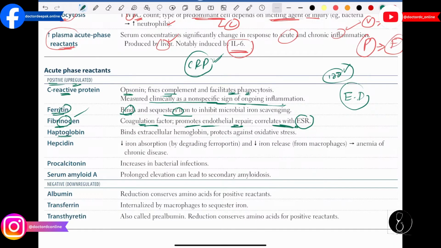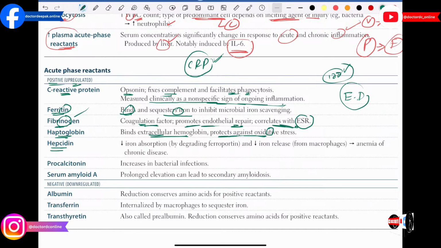Then after that, we have the haptoglobin. During the inflammation, when the haptoglobin is produced, it binds extracellular hemoglobin and protects against oxidative stress. So again, if your body is trying to protect against the oxidative stress, it means your body is trying to prevent you from inflammation, because oxidative process or oxidative stress leads to increased production of free radicals, and these free radicals are going to damage your body.